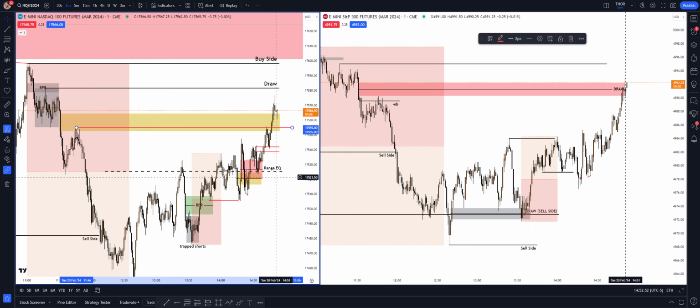We have a tiny fair value gap here. Just want to annotate that.